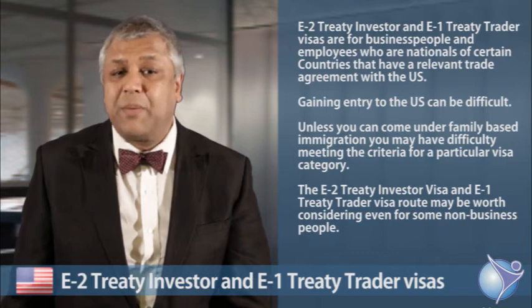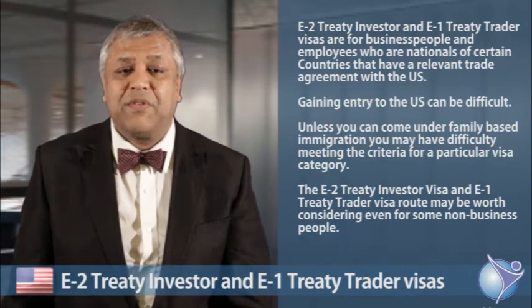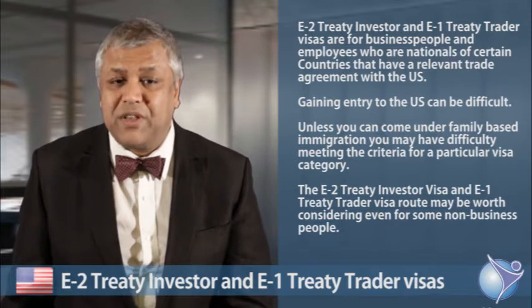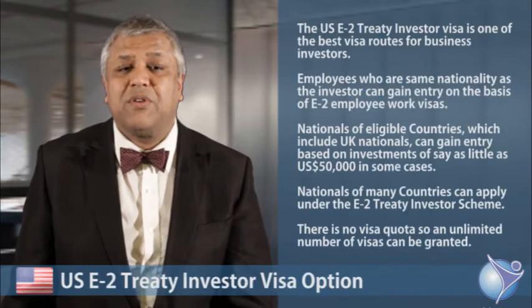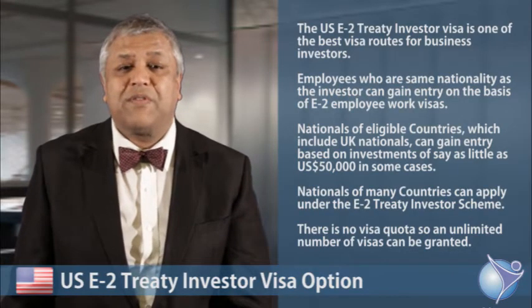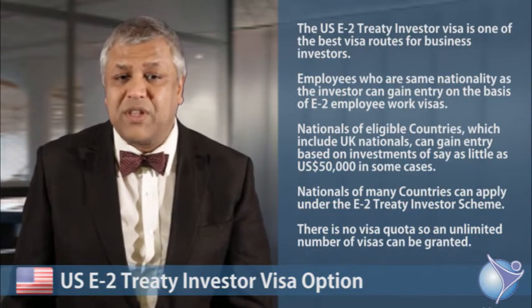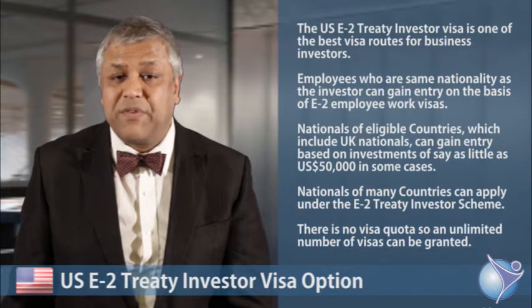Gaining entry to the US can be difficult. Unless you can come under family-based immigration, you may have difficulty meeting the criteria for a particular visa category. The E-2 Treaty Investor Visa and E-1 Treaty Trader Visa route may be worth considering even for some non-business people. The US E-2 Treaty Investor Visa is one of the best visa routes for business investors. Employees who are the same nationality as the investor can gain entry on the basis of E-2 employee work visas.